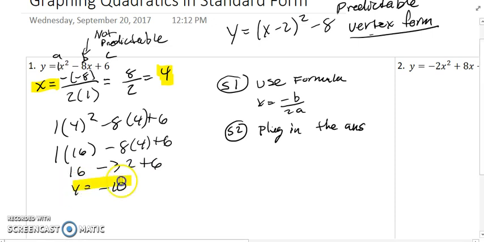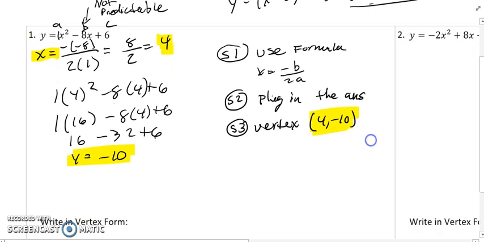And I will put this in yellow as well, because in step 3 we have our vertex, and it is 4 comma negative 10. Alright, now that we have our vertex, I'm kind of running out of room here, we can actually plot this. So 4, negative 10. And this is our vertex. Okay, and then from here, everything is old news.